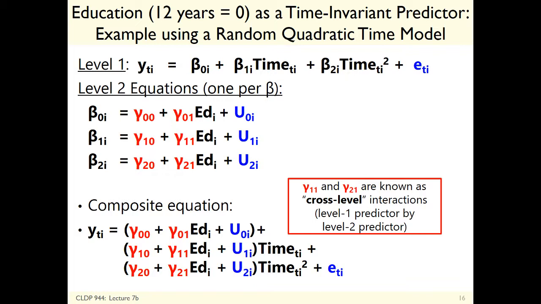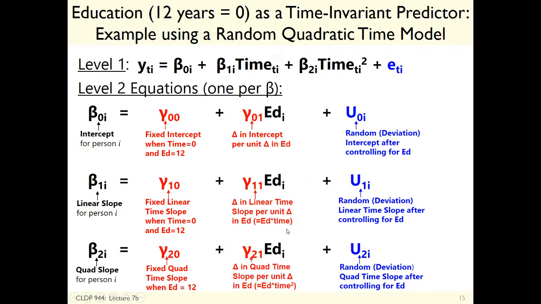It is known as a cross-level interaction because time is level 1 and ed is level 2. So each person gets a unique linear slope based on their education level. From there, U1 is how far off their own linear slope is from the one that's predicted based on education. So if education predicts linear change over time, then my U1 random linear slope variance should go down.